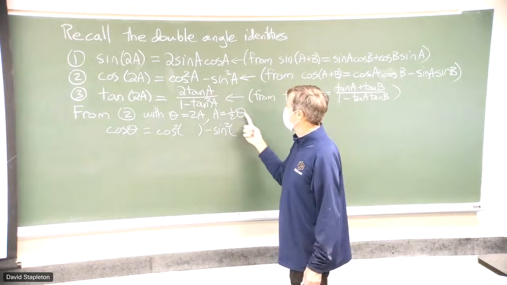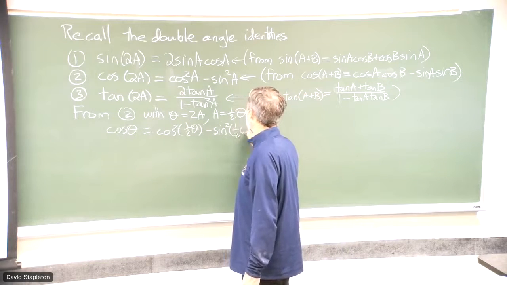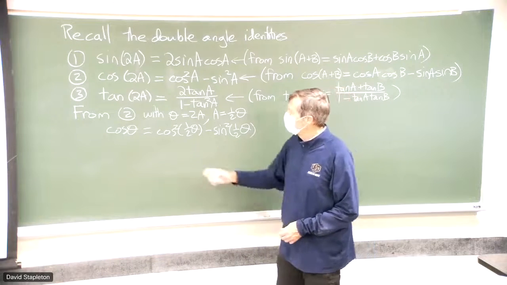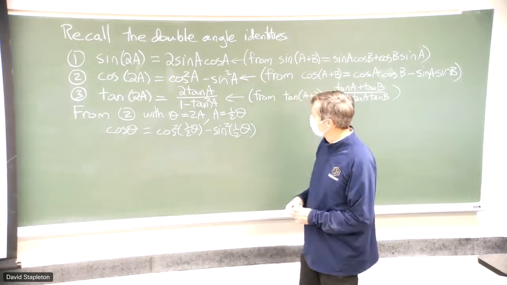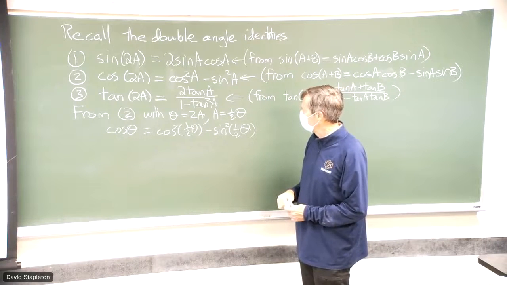Of a, where a is 1/2 theta, so this is 1/2 theta. And look, I've got a half angle identity. Cosine squared of a half theta minus sine squared of a half theta is given in terms of cosine of the whole angle, theta. Well, I've got two different trig functions in half theta, so maybe that's too many. How can I get rid of that?